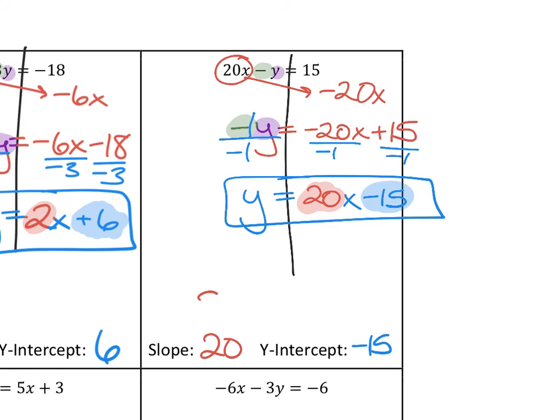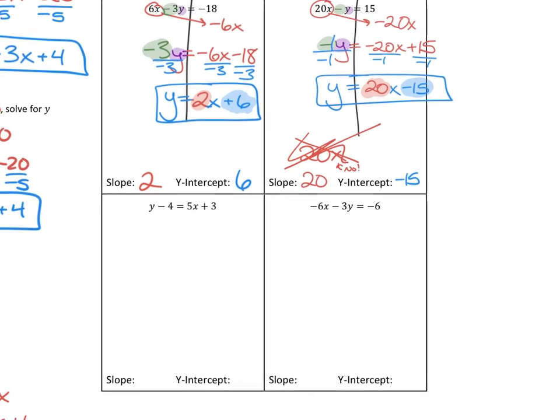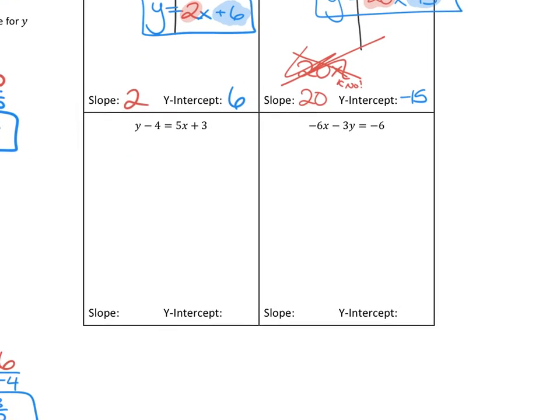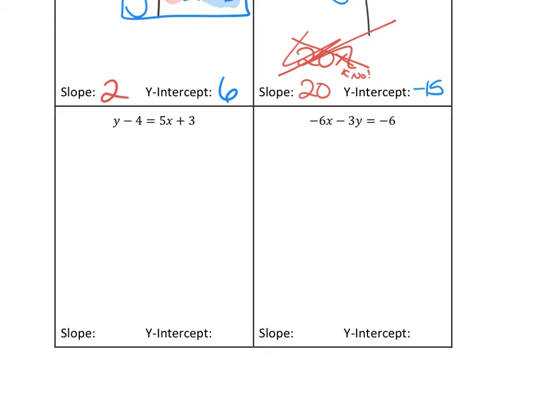If you wrote down that the slope is 20x, that's not right. The x is not a part of the slope. It's just the coefficient of x, or the number in front of x, that makes our slope. All right, you've got the last two. Stop the video and see if you can solve for y, and also tell me the slope and y-intercept. Go ahead and pause the video.